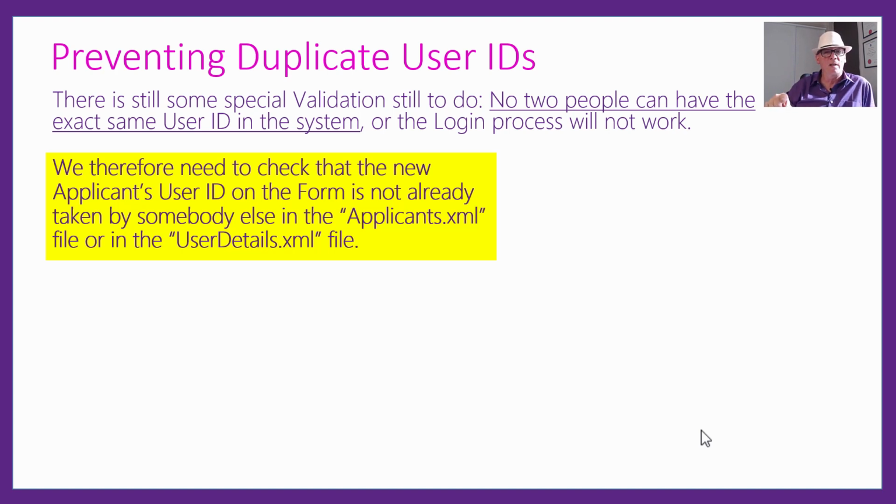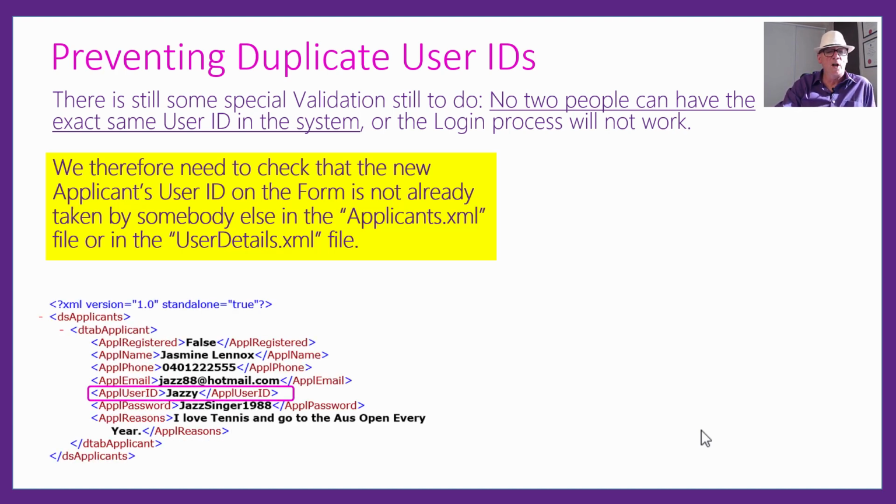Make sure they're not using one of those user IDs that's already on the system. And also check the applicants, the people that are waiting to join the system, because someone might have already picked their user ID to be something that's exactly the same as this other person on the form wants as well. So we've got to check both of those files.